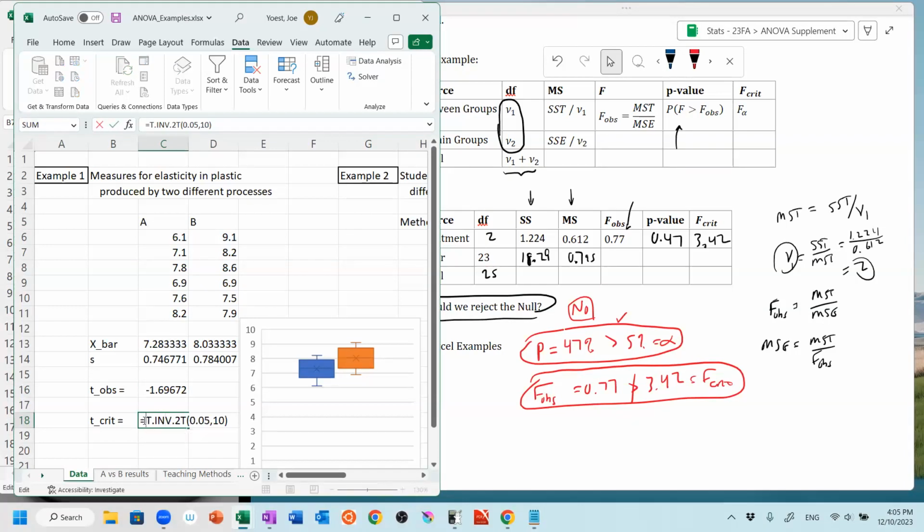T critical, this is a 2-tail test. The means are different if the mean for A is less than the mean for B or bigger than the mean for B. So this is a 2-tail test, area 5% total, and in this case, 10 degrees of freedom. So we have a T critical of 2.23. Keep in mind, because it's a 2-tail test, that's plus or minus 2.23. Negative 1.69 is not less than negative 2.23. Therefore, we do not generate a rejection. We cannot conclude that the means are different.